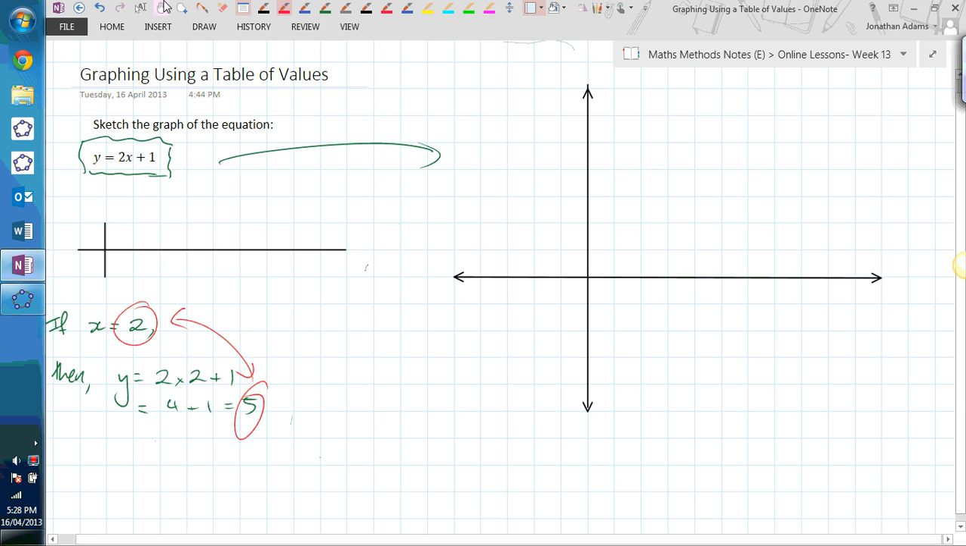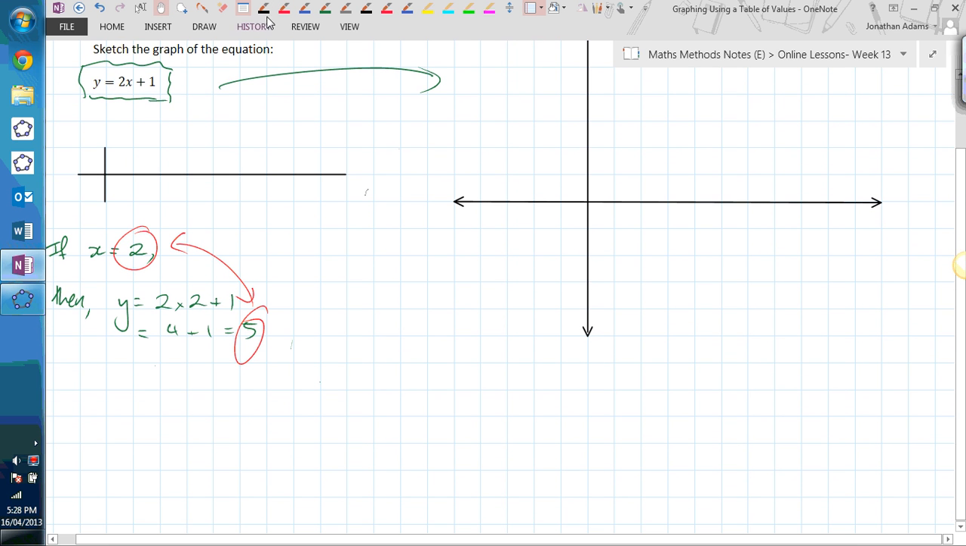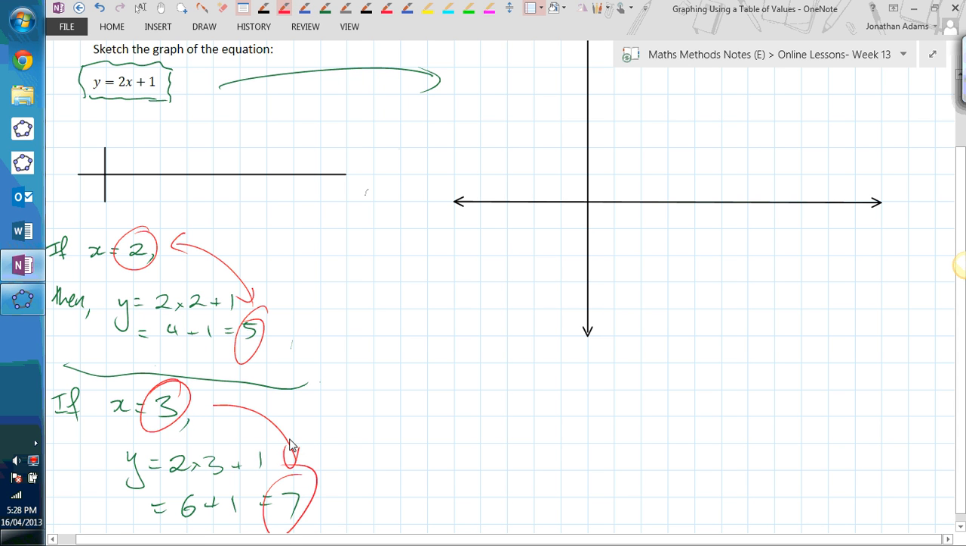There's a link between those two numbers under this equation. Now, if I picked a different number to start with for x, let's try 3 this time. If x equals 3, then y would be equal to 2 times x, which is 3, so 2 times 3 plus 1. 2 times 3 is 6, plus 1 is 7. So there's a link, using this equation, between the number 3 and the number 7.